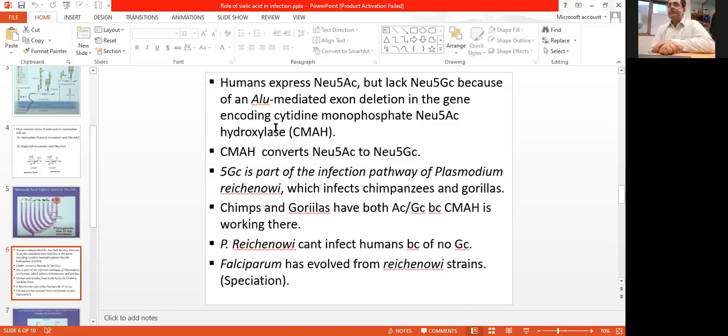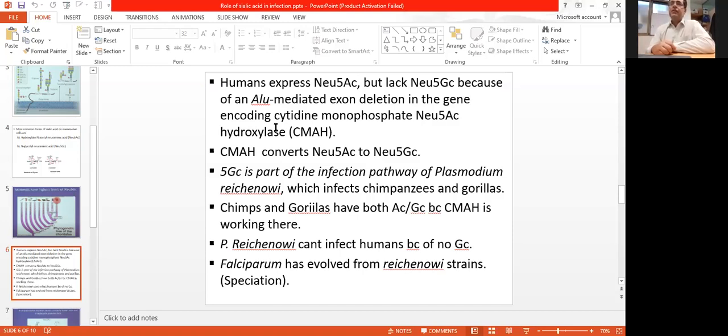Because the enzyme that we talked about, cytidine monophosphate Neu5Ac hydroxylase, or CMAH, is functional in gorillas and chimps. It's not functional in human beings because of that particular deletion which has taken place in this gene in humans, but it's functional in chimpanzees and gorillas.